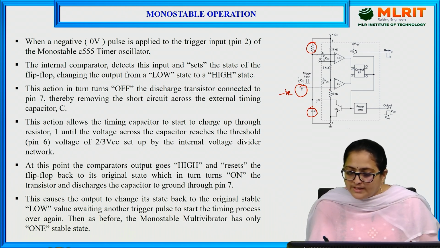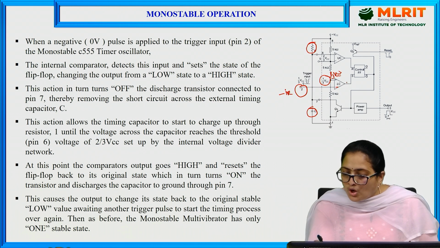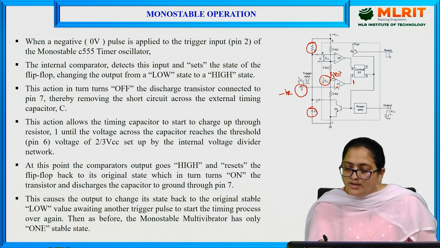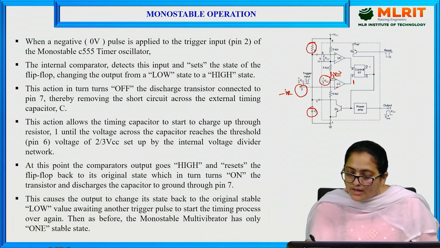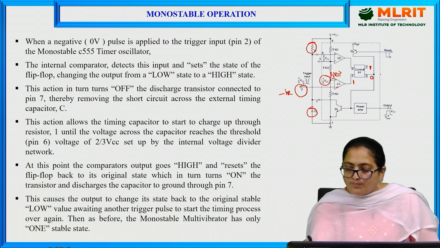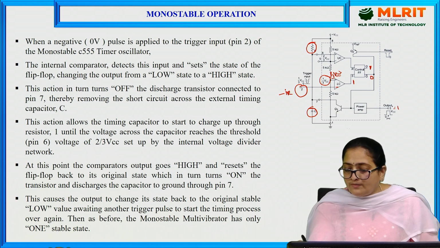As I am applying a negative voltage at the negative terminal of the lower comparator, the voltage at the positive terminal, which is 1/3 VCC, will be much greater than the negative voltage. So the output of the lower comparator will be 1 and the RS flip-flop will be set, providing an output Q equal to 1. So Q bar will be equal to 0. This Q bar is given to an inverter, so the output of this 555 timer will be 1.